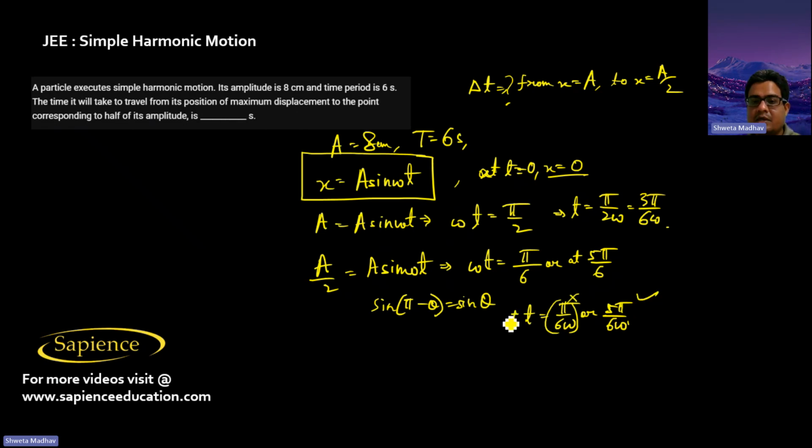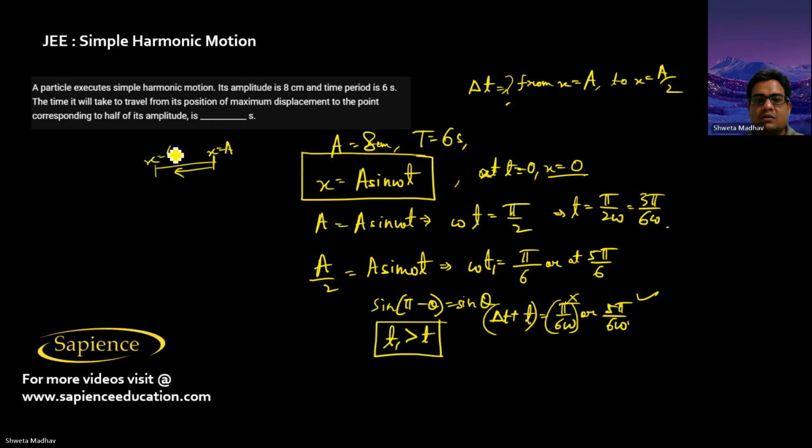This is actually t plus delta t, we can call it t1. So at t1 equal to t plus delta t, t1 should be more than t obviously. Why? Initially it is told it is coming from x equal to a to x equal to a by 2. So if this is at time t, then this should be at a later time. So t1 should obviously be more than t.